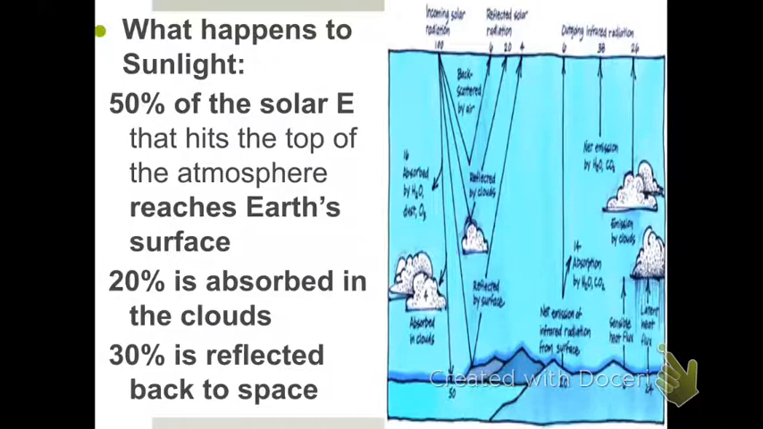One thing that helps me keep these numbers straight is the least likely place that I expect solar energy to be absorbed is in clouds. And so I always remember, because clouds are the least likely place I expect radiation to go, that is the one that has the least number. Okay, so 50% hits the surface, 20% goes into the clouds, and then 30% is reflected right back away.